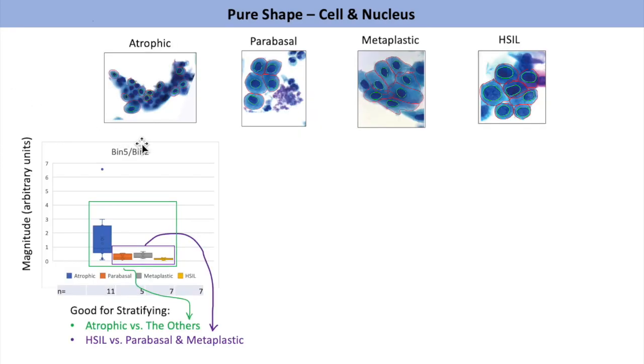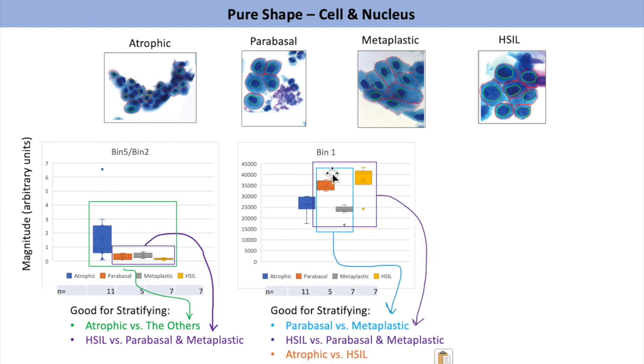The first index we'll talk about is dividing bin 5 over bin 2. And here we can see that this index separates the atrophic category from all the others very well, atrophic here being blue. And this index also does a good job of separating the HSIL lesions from the parabasal and metaplastic lesions, as seen in this purple box.